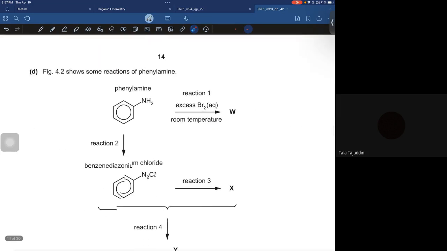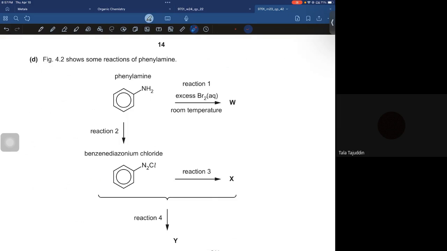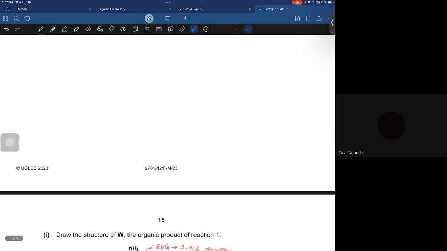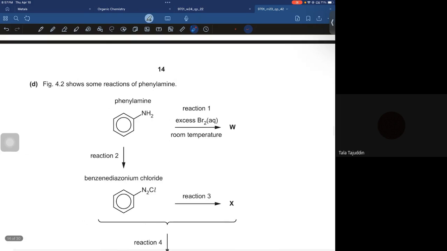Then part D says figure 4.2 shows some reactions of phenylamine. Then part one: draw the structure of W, the organic product of reaction one. So in phenylamine, this NH2 has a lone pair of electrons. Now you have to see what is the nature of this NH2 group. Of course, this is an electron donating group. So what the electron donating group does is donate its electrons to that benzene ring, and it increases the electron density on the benzene ring.